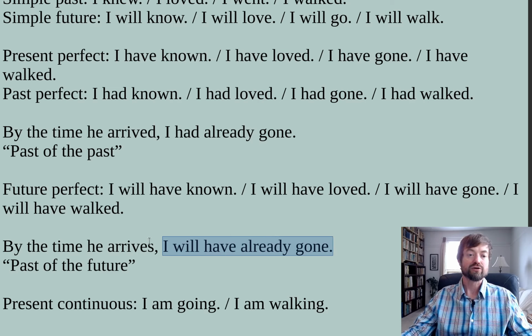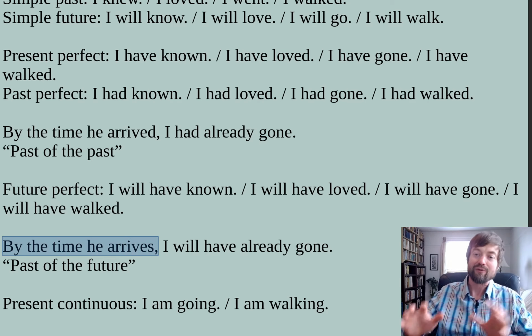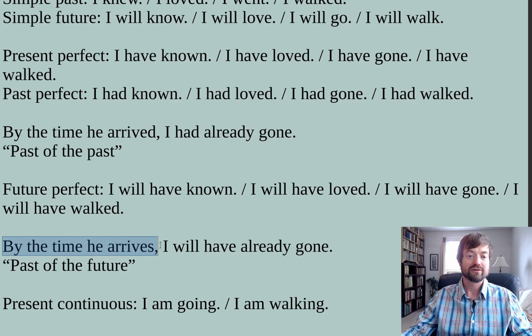So the future is the reference point, and the perfect here is this idea of a completed action. And you can think of it as past of the future, because here's the thing that happens in the future. He arrives. And at some point before that, still in the future, but before that reference point we're talking about, there is this completed state. And you can see the word already is a good word to use to work with this.